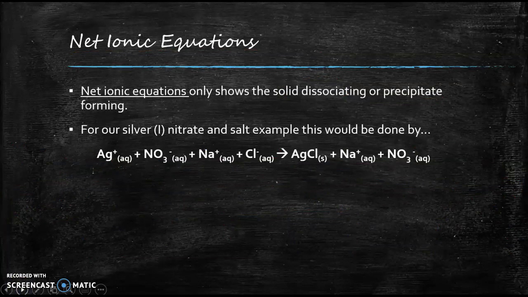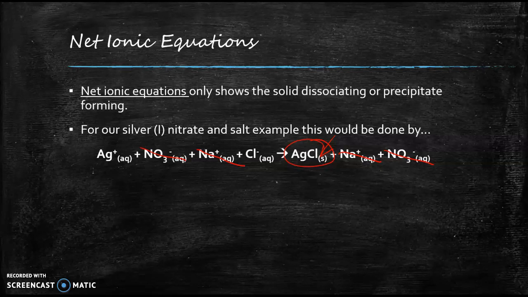Net ionic equations only show the solid that is dissociating or the precipitate that has formed. If we look at our example, we can do this by identifying what our precipitate is. There's our solid, so this is our precipitate. Starting on the product side, because that's where our solid is, we are going to cross out anything that's not a precipitate, which would be our sodium and our nitrate. We are going to do this also on our reactant side. So looking for our sodium, it's crossed out, and looking for our nitrate, it gets crossed out. Those are crossed out because they are considered spectator ions. They are not creating the precipitate.